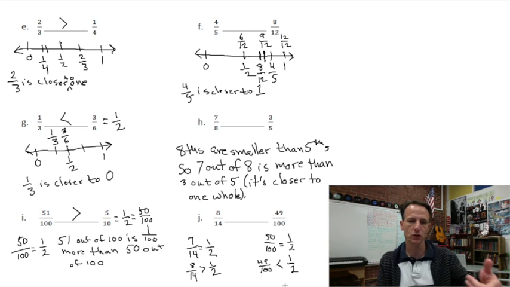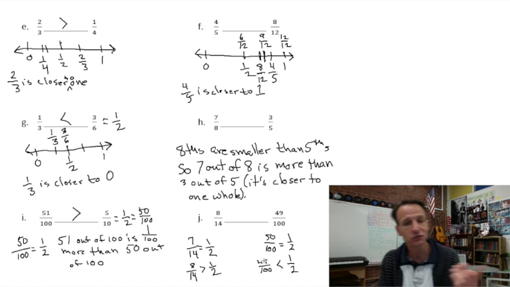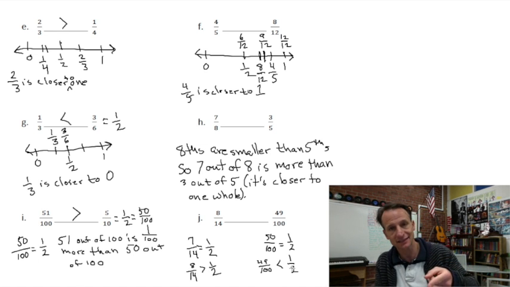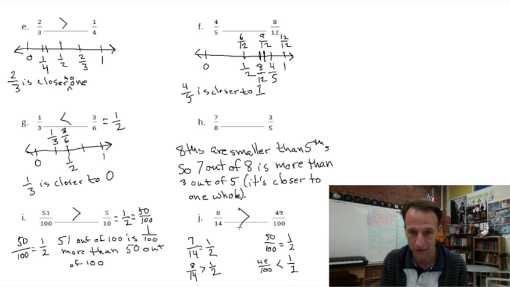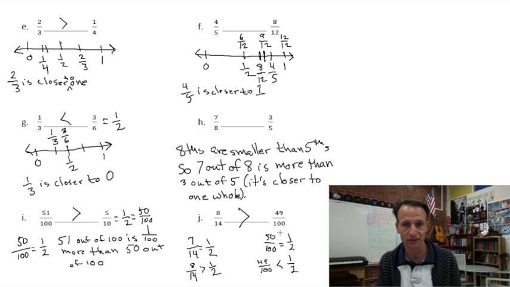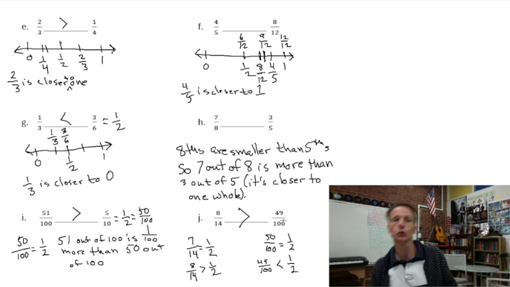And guess what you just wrote? That is your explanation right there. So 8/14 is a little bit more than a half. 49 hundredths is a little bit less than a half. Obviously, 8/14 then is greater than 49 hundredths. Because this is a little bit more than a half. This is a little bit less than a half. Pretty cool, huh?